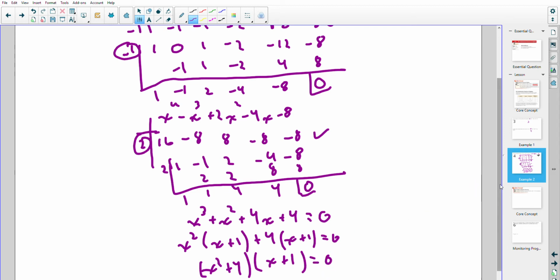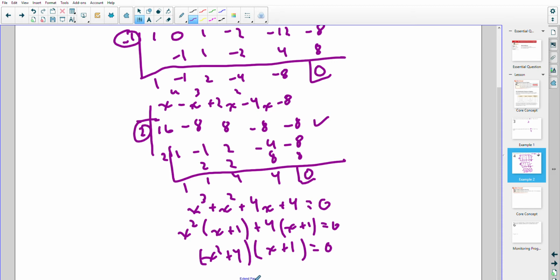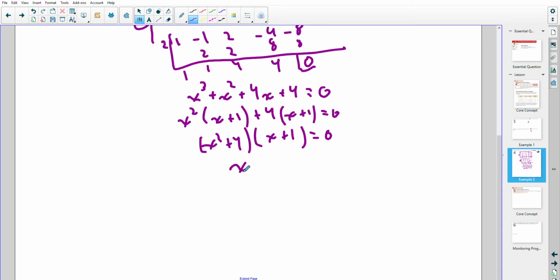Now, that's going to tell me basically all of my answers. I'm going to see that x equals -1. I'm also going to see that x squared equals -4, or x equals plus or minus the square root of -4, x equals plus or minus 2i.